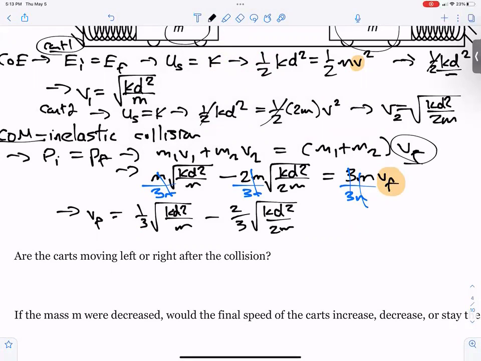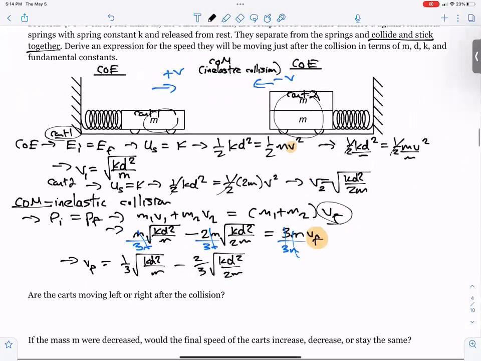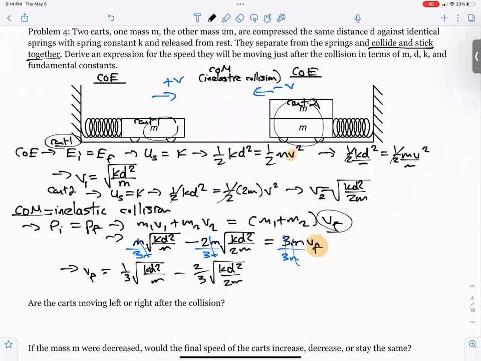And yes, you could pull out a d on this right here, and yes, you could clean it up, and yes, you could simplify this expression, but honestly, you don't get any extra points for doing so. And if the instructions did not tell you to derive and simplify, then you don't. Derive an expression in terms of m, d, k, and fundamental constants. Now that would be g, but g is not a part of this one, so that is a sufficient enough solution.